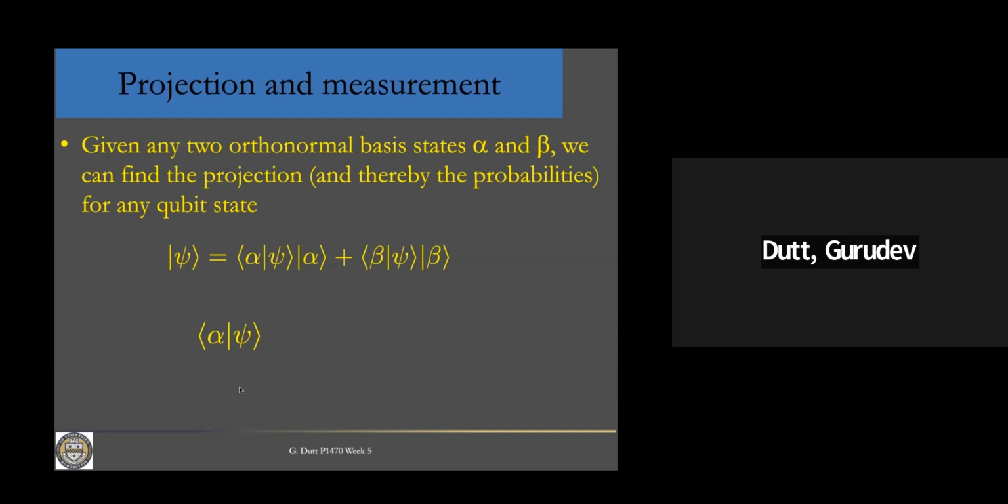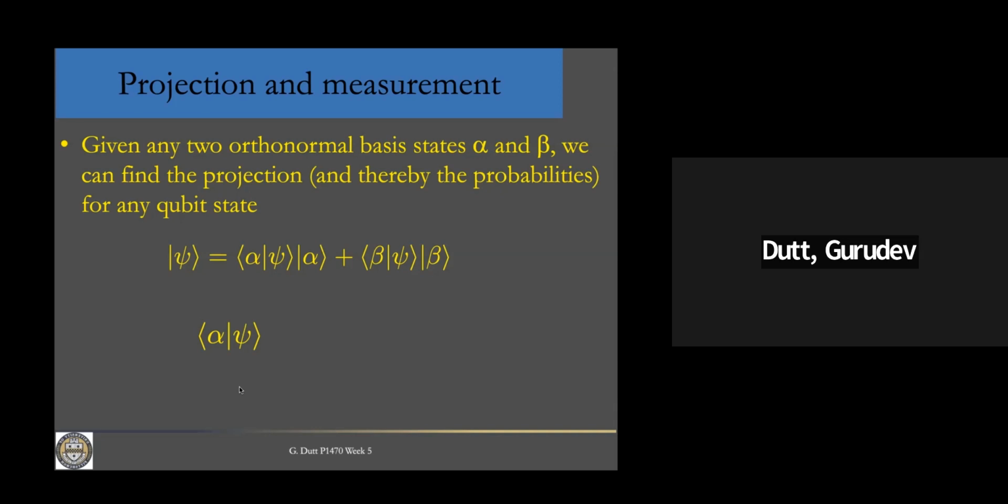If I'm given any two orthonormal basis states, so we chose plus and minus because those are familiar ones, but we could generalize to any two orthonormal basis states, alpha and beta. We can find the projection and find the probabilities as well, right? I just take the norm squared of those coefficients, and I'll get the probabilities.